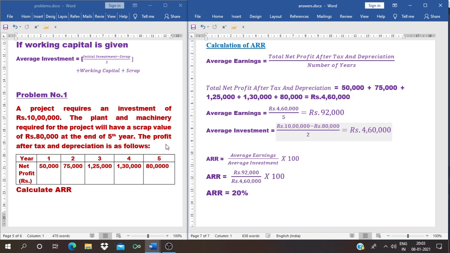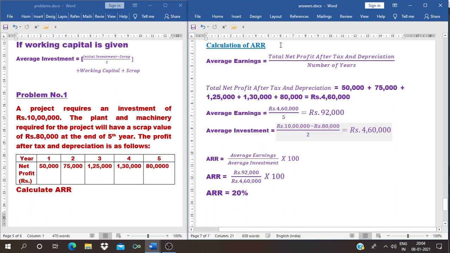What is the profit we require for calculating the ARR? The profit after tax and depreciation. The net profit is given directly here. Five years of information is given, with net profit for each of the 5 years. We need to calculate ARR. We will solve the problem now.